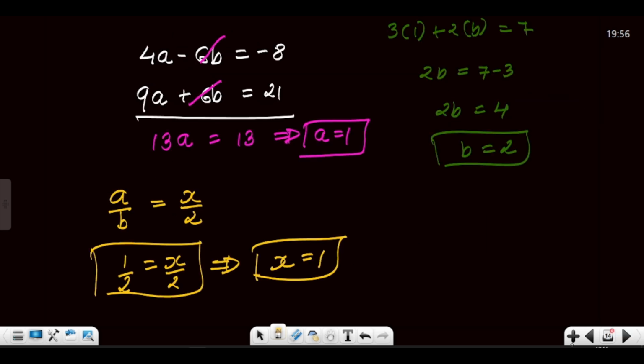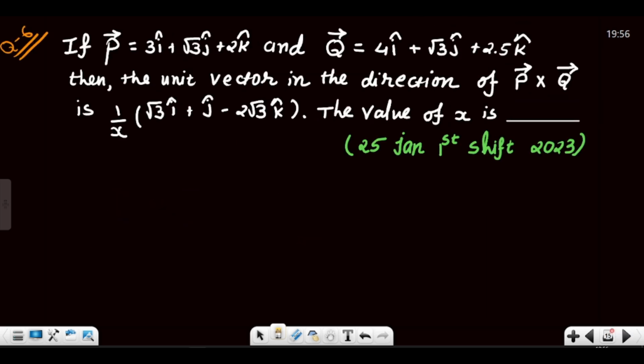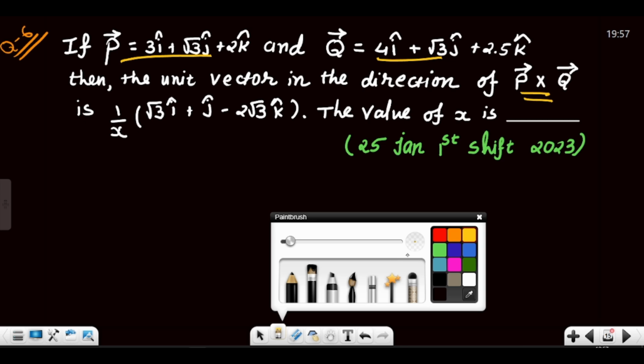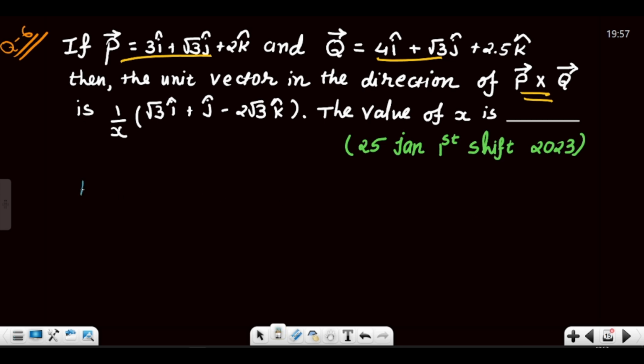Okay, the next question is, we have two vectors again, p vector and q vector, and we have to find out the unit vector in the direction of p cross q. Let us first of all find out p cross q, then we will find the unit vector.